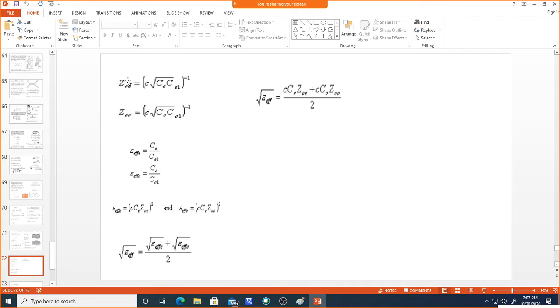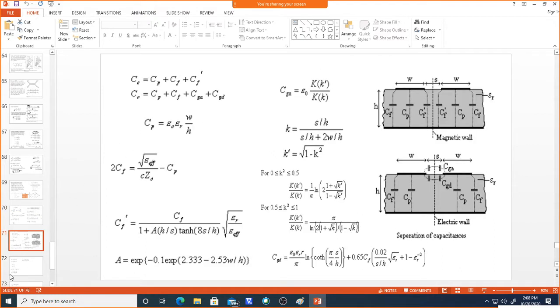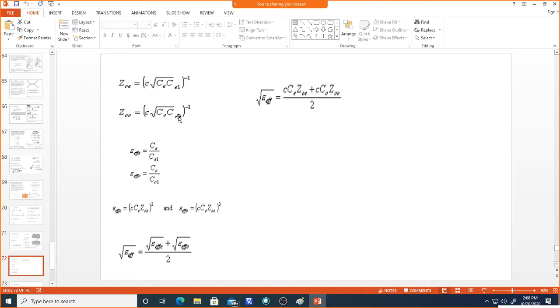Or else, as I said, by using the coupling factor you can find the even mode and odd mode impedance. Using these impedances, you can find the corresponding odd mode capacitance and even mode capacitance, and the free space odd mode and even mode capacitances. Using these, you can find the even mode effective dielectric constant and odd mode effective dielectric constant. Using these, you can find the effective dielectric constant for the complete mode analysis of a single section coupled line coupler.